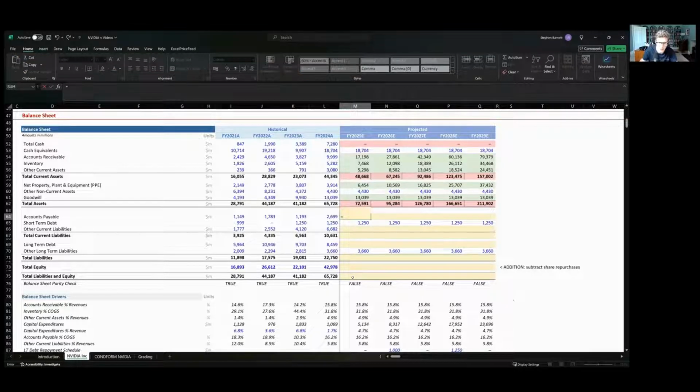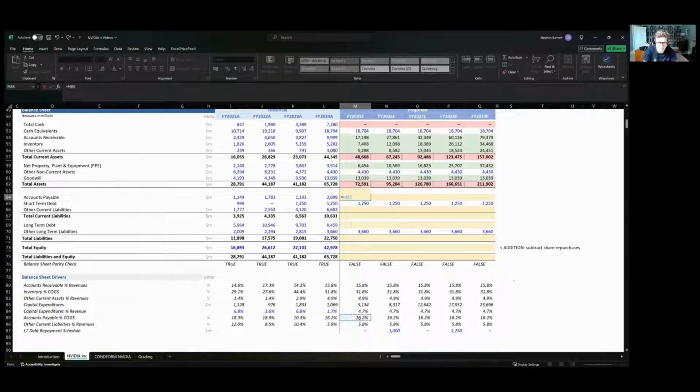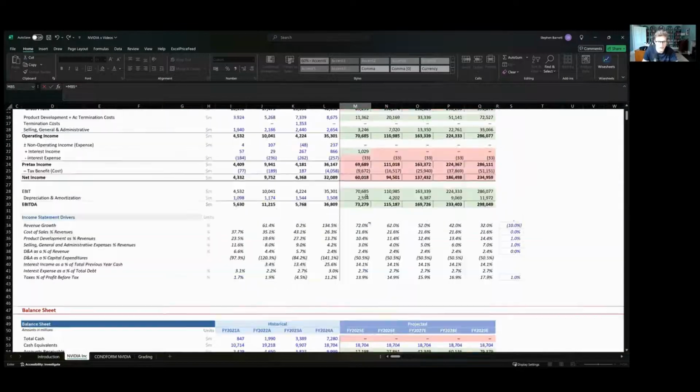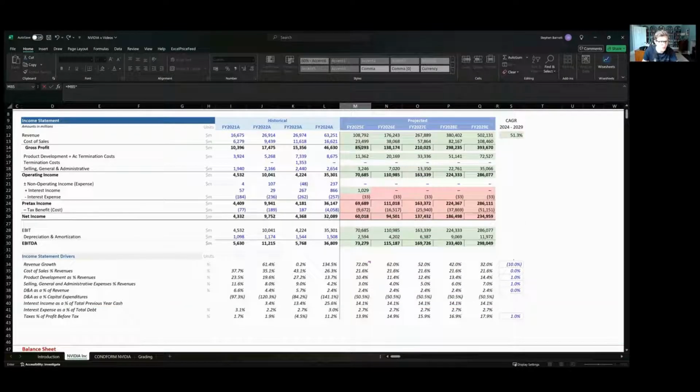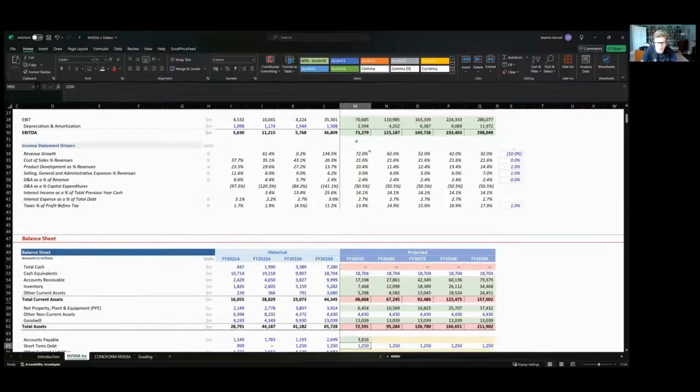This is a liability because we owe suppliers money. And accounts payable is a percentage of COGS, and it's 16.2%. By the way, we want our accounts receivable to be higher than our accounts payable. So that means that our working capital position is likely to be a lot better. And we can see here that it is, which is great.